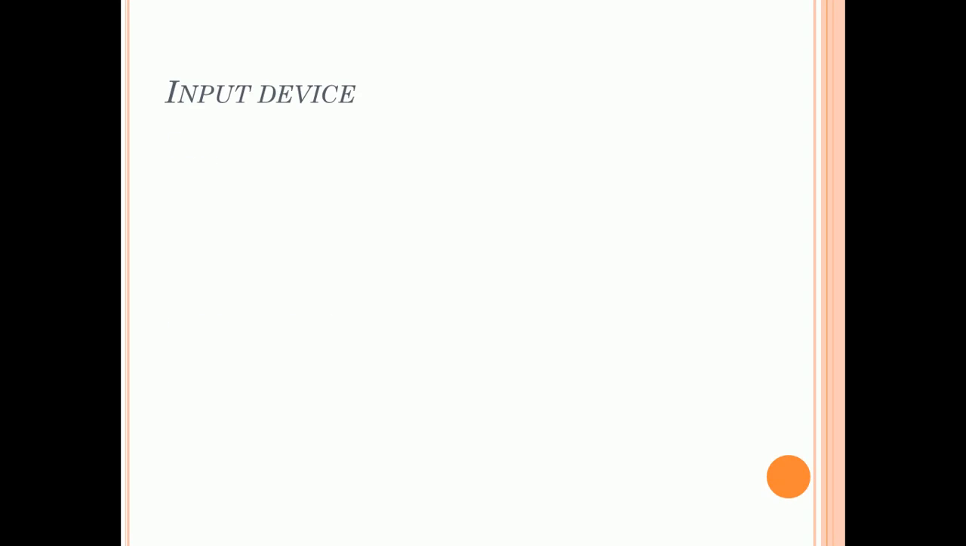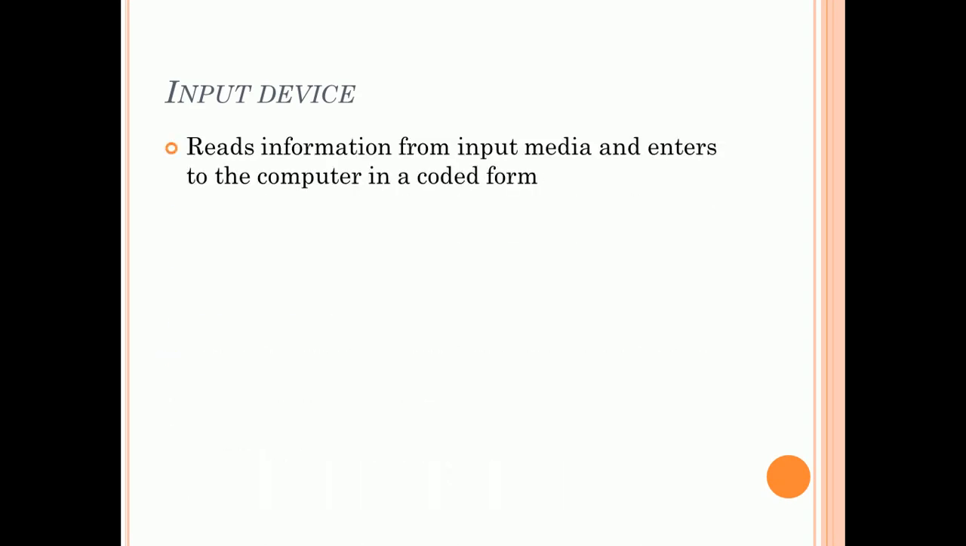First is the input device. It reads the information from the input media. Whatever the input media is, it reads the information and enters it into the computer in a coded form. Coded form means the computer requires binary numbers or digital language. So it requires data to be entered in binary form. So it converts the input media and enters the computer in a coded form. That is the function of the input device.